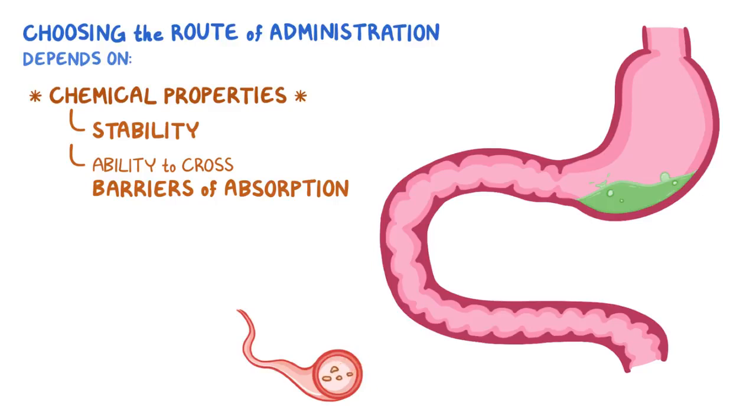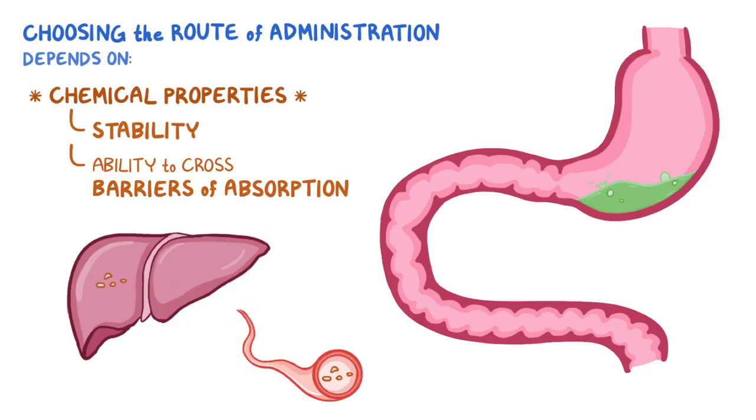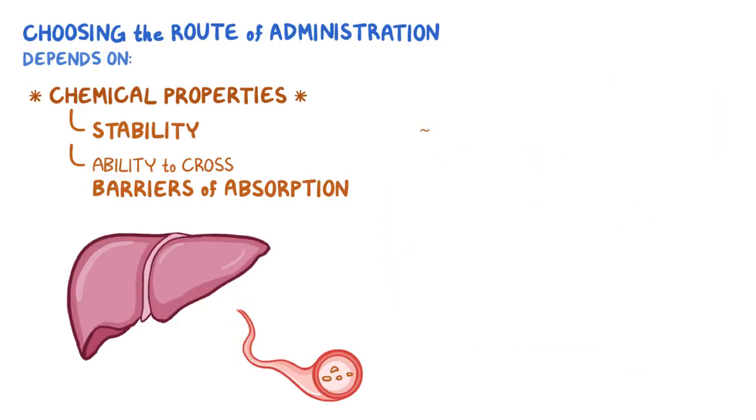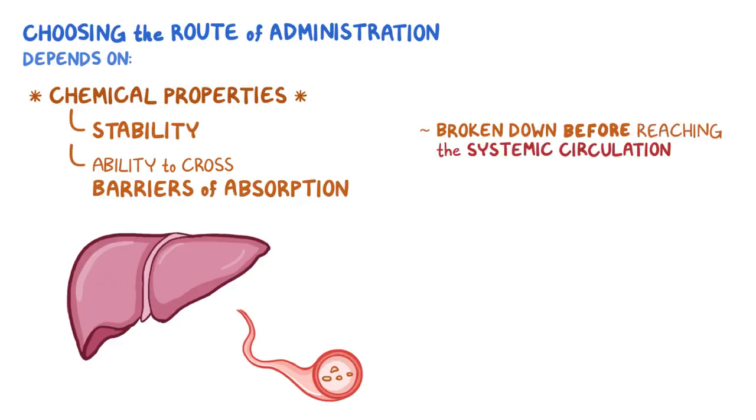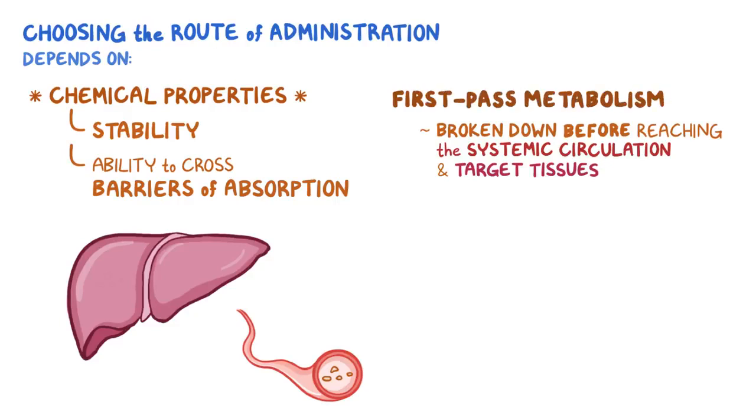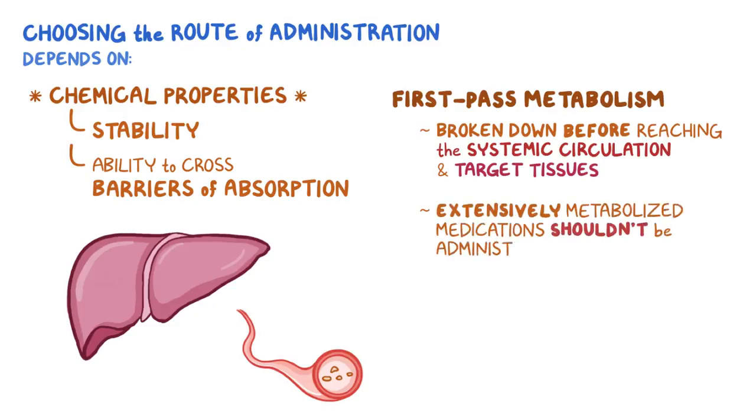In addition to this, blood coming from the gastrointestinal tract is first directed to the liver. And that's where many medications get broken down or metabolized before gaining their entry ticket to the systemic circulation. This means that medications are metabolized before they even get a chance to reach their target tissues. This is known as first-pass metabolism, or the first-pass effect. So, medications that get extensively metabolized into inactive forms through the first pass shouldn't be administered perorally.